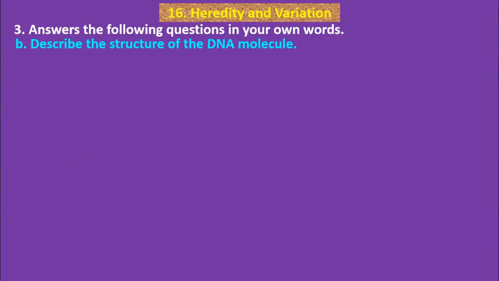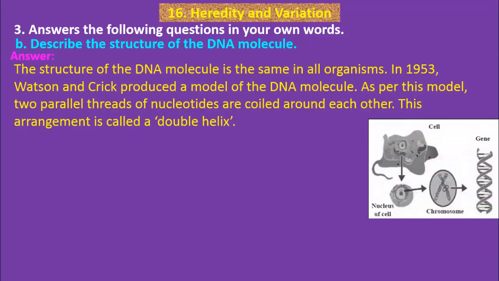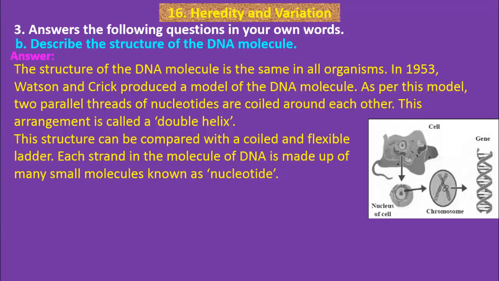B. Describe the structure of DNA molecule. Answer. The structure of the DNA molecule is the same in all organisms. In 1953, Watson and Crick produced a model of the DNA molecule. As per this model, two parallel threads of nucleotides are coiled around each other. This arrangement is called a double helix. This structure can be compared with a coiled and flexible ladder.